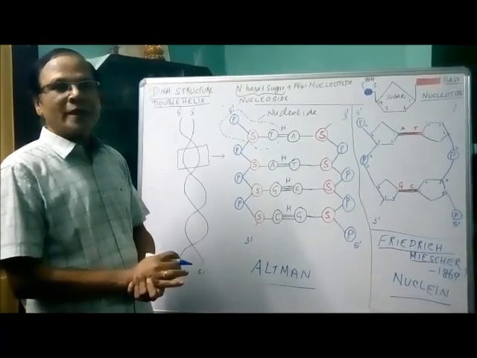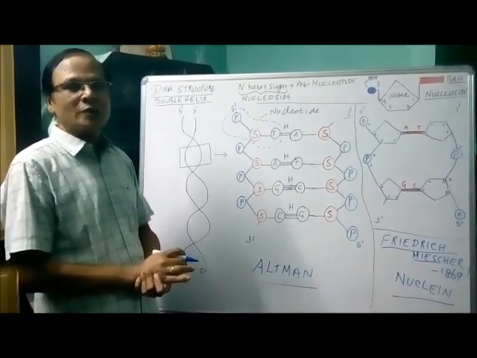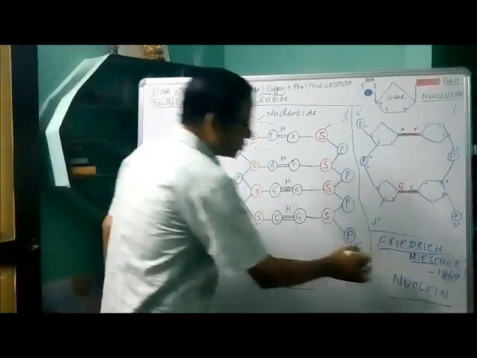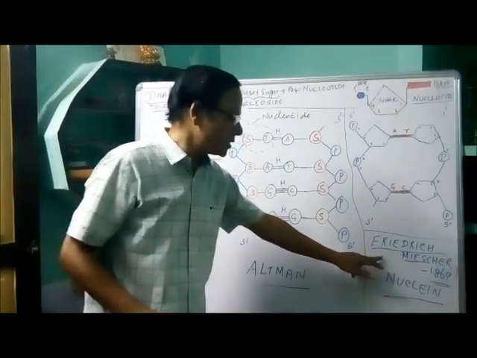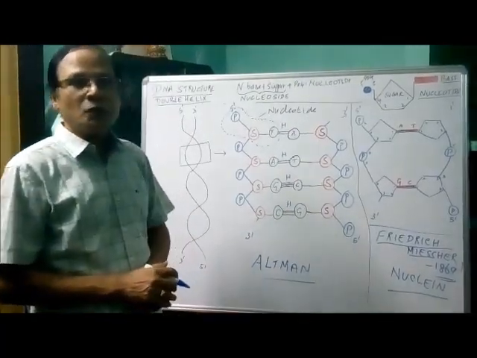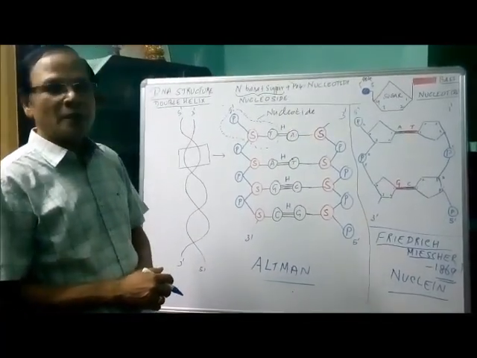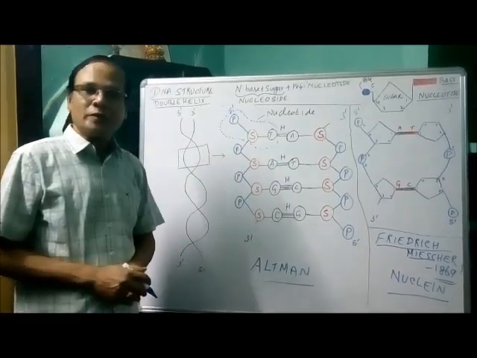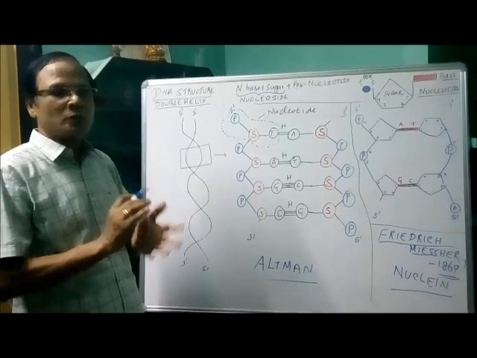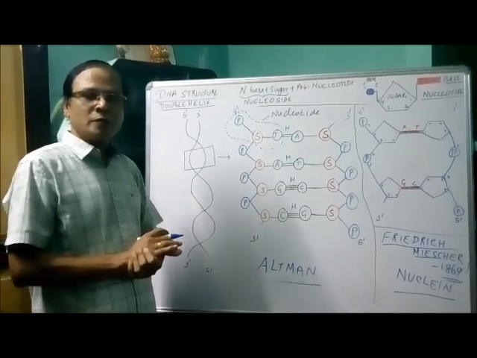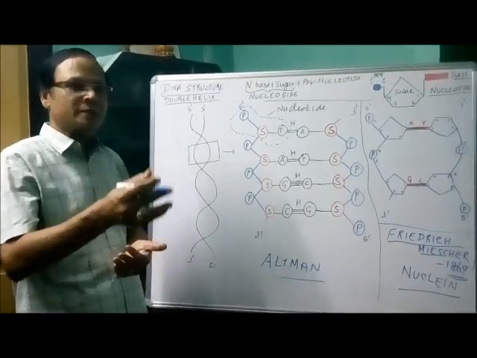The nucleic acids were first isolated by Friedrich Miescher in 1869. He used the term nuclein. Later, the name nucleic acid was given by Altman. So this is something about that. I don't want to go further, we will discuss more in higher classes.